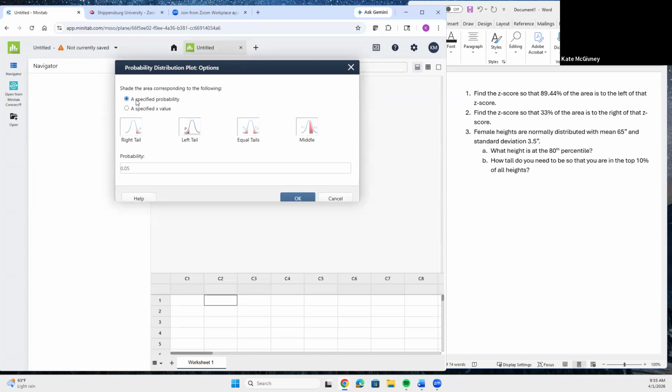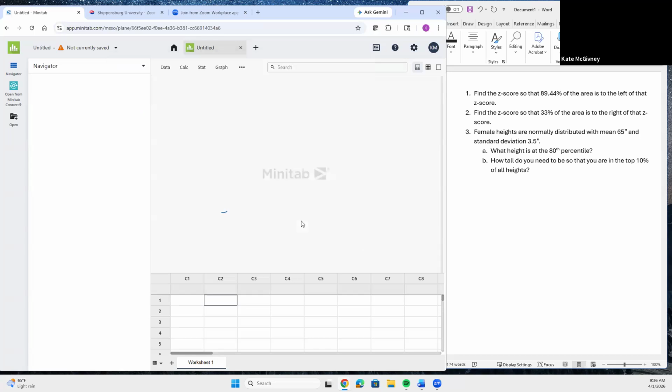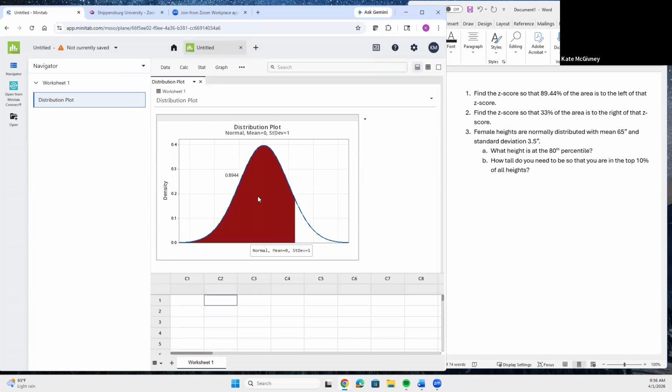89.44%. So you want to select a specified probability because the probability is a shaded area. And we're going backwards. We want to find the value on the x-axis, which happens to be a z-score in this case. So the shaded area to the left that you want is 0.8944. Click OK and OK again, and see if this looks reasonable. So this red area, if we want it to be 0.8944, means we're going to need a z-score of 1.25. And if you look again at the previous video, we did see that the z-score looks like this, okay, 1.25.